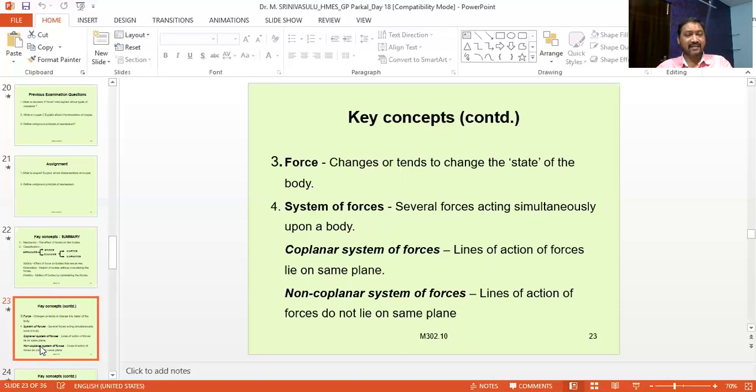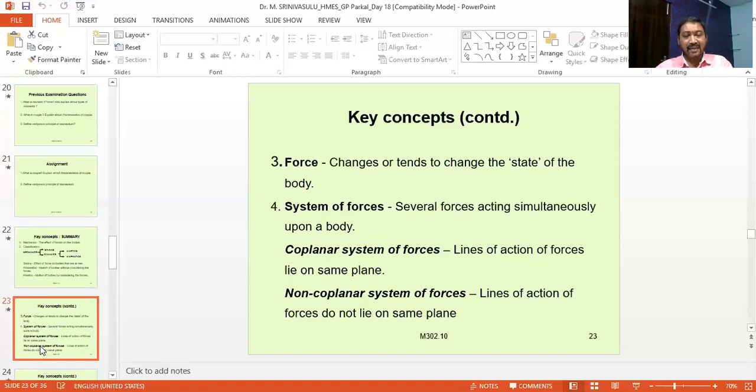So that agency is called the force, and it is measured in newtons, and it is also expressed in kilonewtons or meganewtons depending on the magnitude. Next, the system of forces. When two or more forces are acting on a body, they form a system of forces, and they are classified into coplanar and non-coplanar force systems.